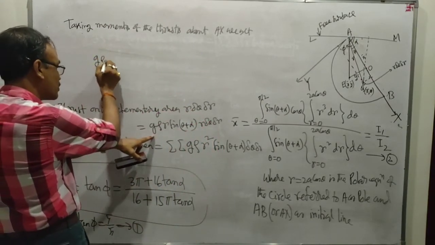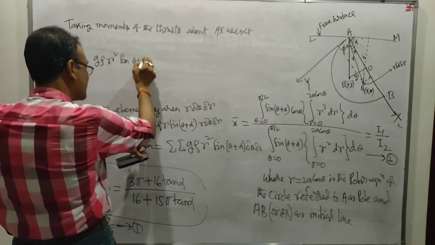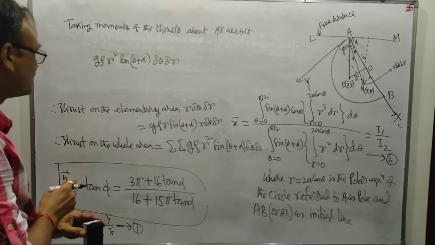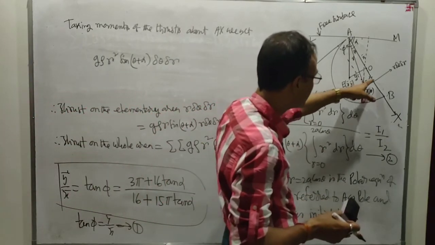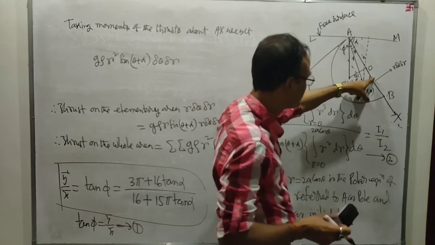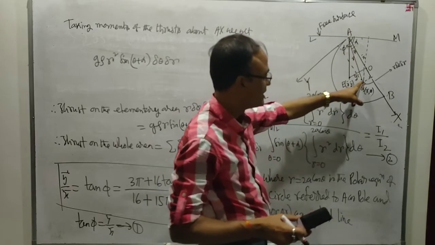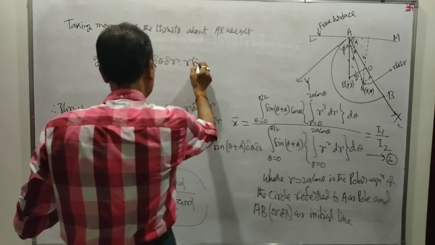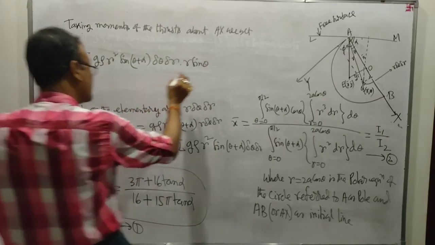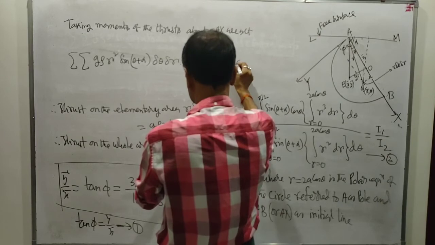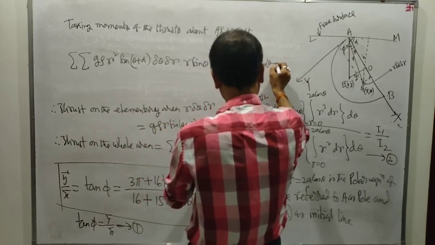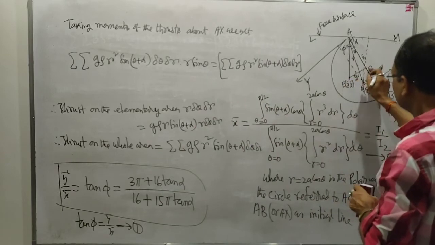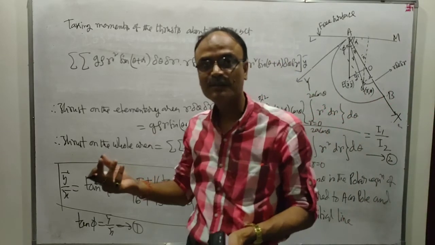Thrust g rho r square sine theta plus alpha delta theta delta r, into the distance from this to this, divided by a cube, equal to sine theta. This is equal to r sine theta. The double summation is equal to g rho r square sin theta plus alpha delta r into this distance, which is y bar. This is equal to y bar. Very simple.